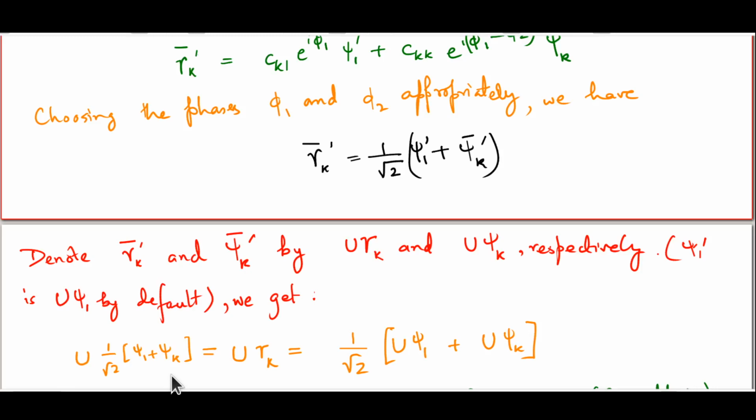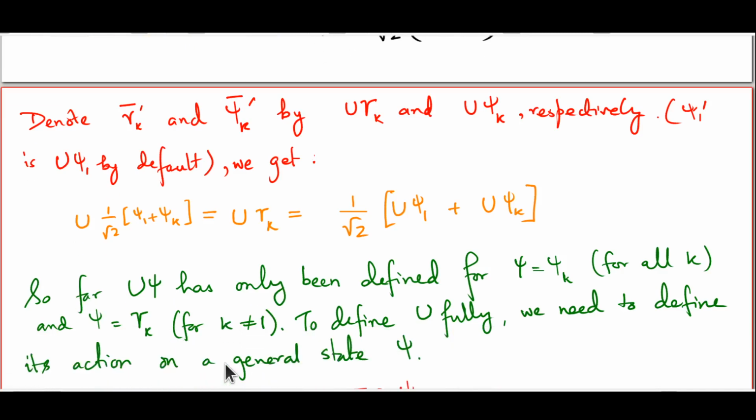Right now we do not know what U does to an arbitrary vector. All we know is U acting on psi k gives you psi bar prime k, and U acting on upsilon k gives you upsilon bar prime k. And at least in this limited situation, U acting on 1 by root 2 psi 1 plus psi k does give you 1 by root 2 U psi 1 plus U psi k. What we now have to do is to check whether these extend when we go beyond these special vectors and look at arbitrary vectors.